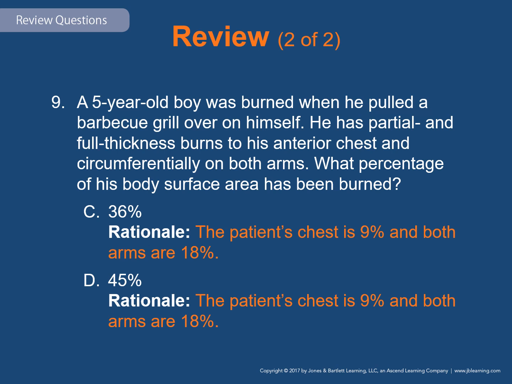And D, 45%. In this particular scenario, this is not correct also because the patient's chest is 9% and both arms are 18%. And as I just mentioned, please make sure you go back and review infant, pediatric, and adult rules of nines so that you're able to quickly and accurately assess the total body surface area affected in burns.